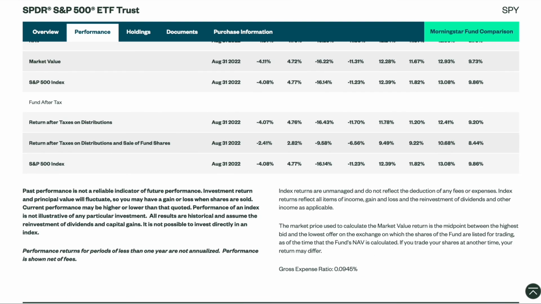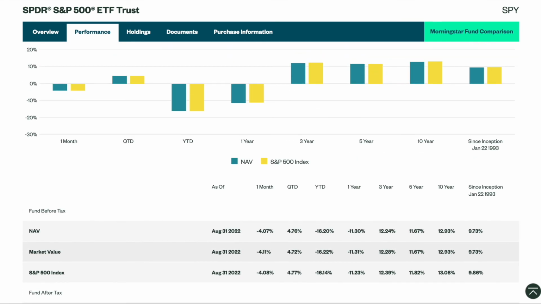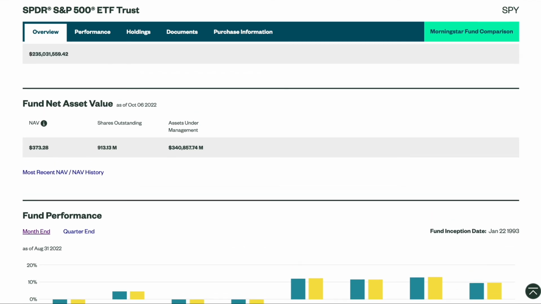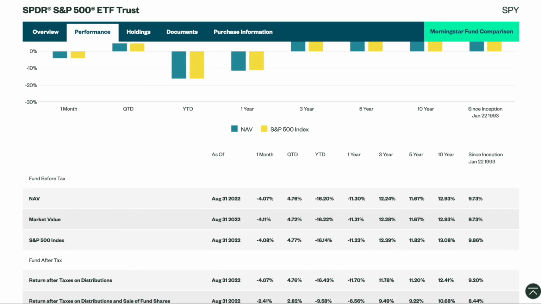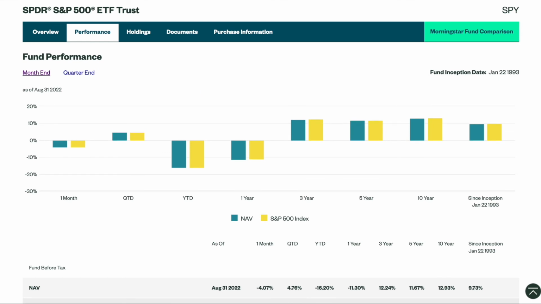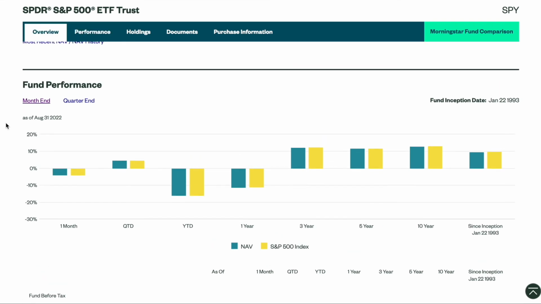So this is definitely a less stressful, less time-consuming way to grow your investments: investing in a great ETF and just dollar cost averaging, putting money into it at whatever frequency works for you. So yeah, you see this performance right here. It's down over the month, quarter, year. You know how the market's been going this year in 2022.